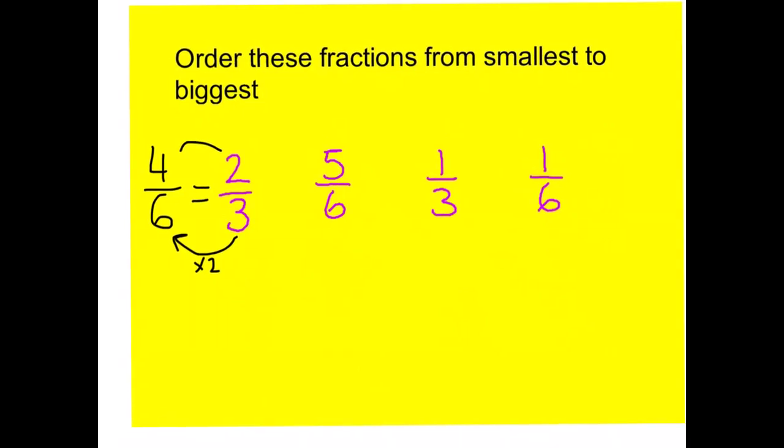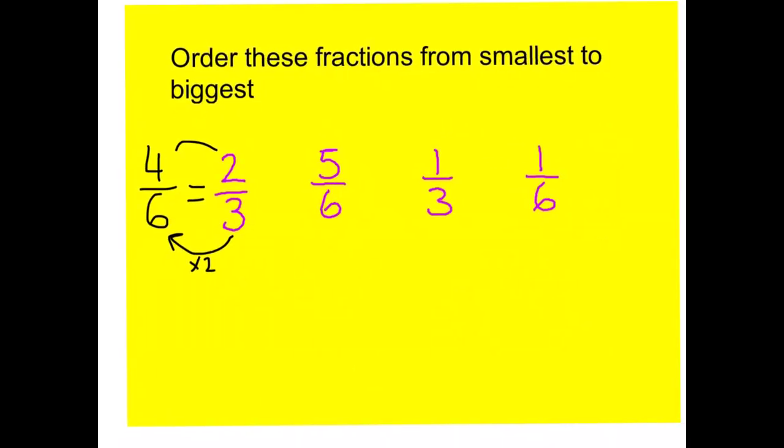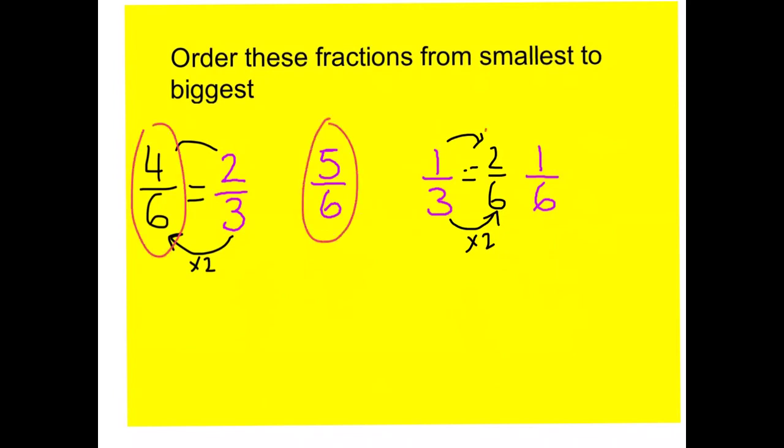1/3, if I turn it into sixths, again my bottom number has been doubled. 3 has been doubled to make 6, so I do the same to the top. So 1/3 is the same as 2/6. Now we're able to put them in order because we know to work with our sixths. But as we mentioned before, make sure you use the original numbers that were in the question. They're still in purple. So now we can put them in order.